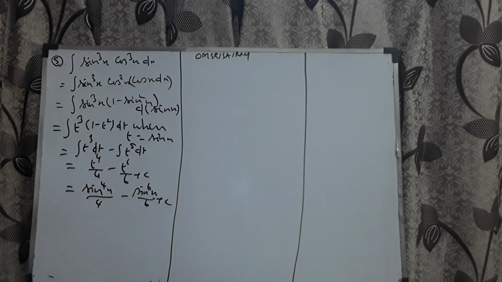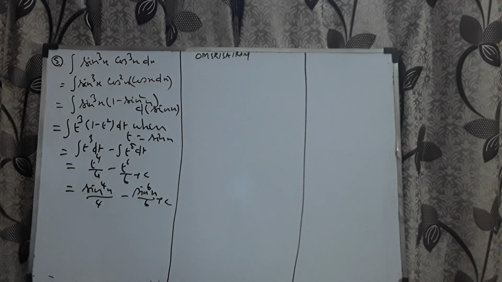Let me just repeat once again. Integral sin cube x cos cube x dx is the question given to you. I can very well write it as integral sin cube x cos square x into cos x dx, which is equal to integral sin cube x into 1 minus sin square x, and derivative of sin x is cos x. Therefore cos x dx can be written as d of sin x. Whenever I have d of, I should multiply dx also.